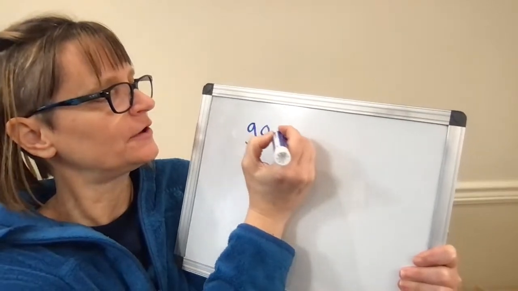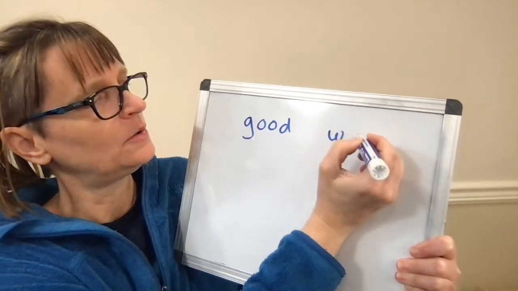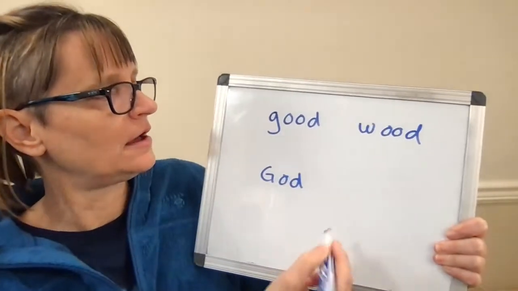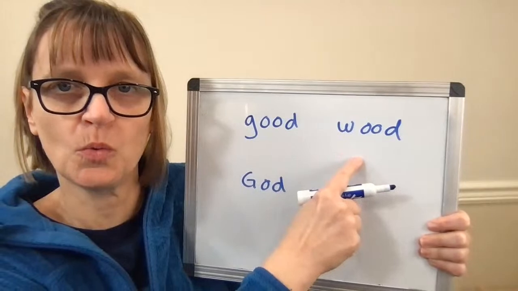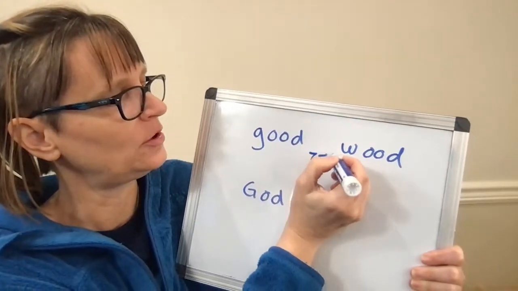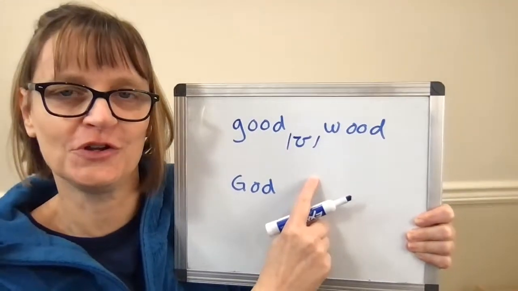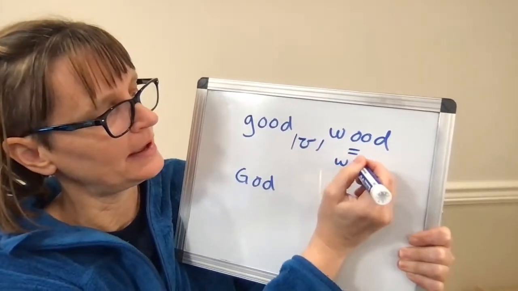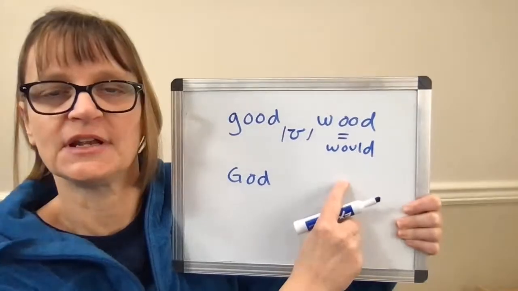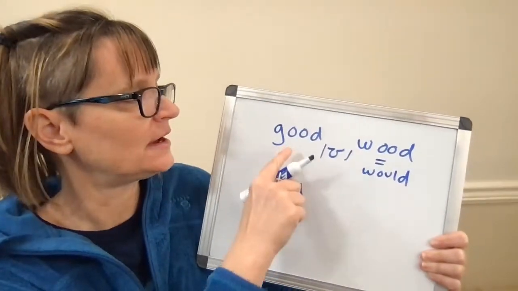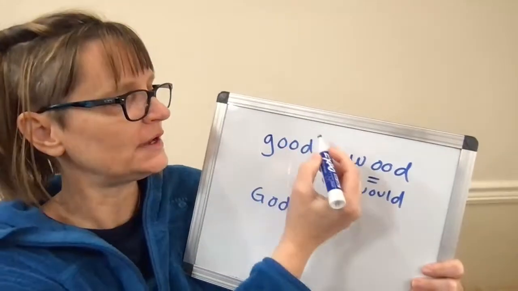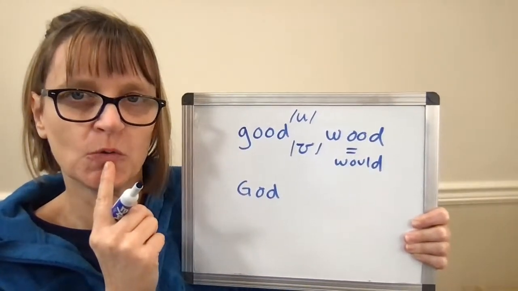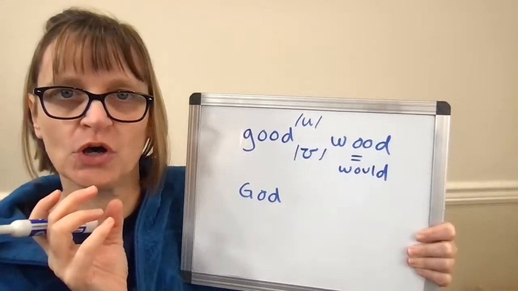We have good, would, and God. So good and would have our vowel we call the good book vowel. This would is the same as this would, as in I would like. What you want to try to avoid is going into the ooh, not too tense, not like good, but rather the good.